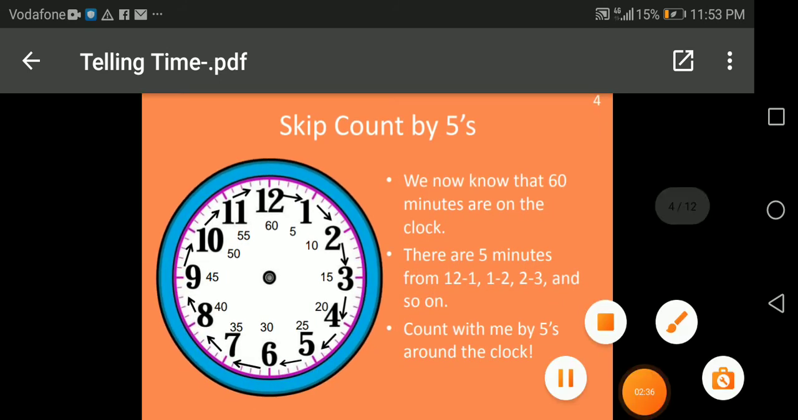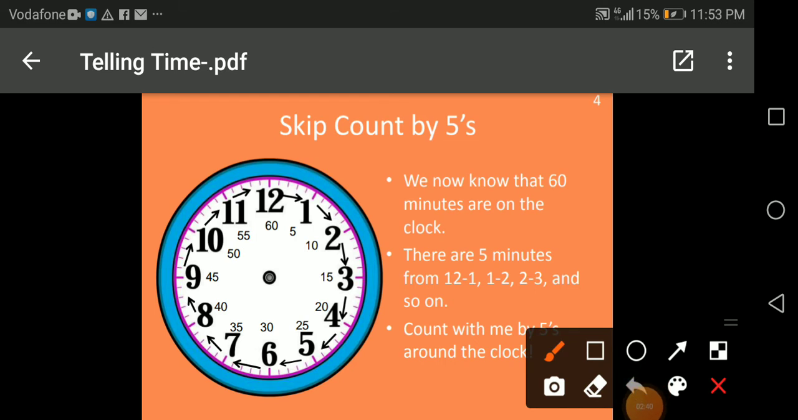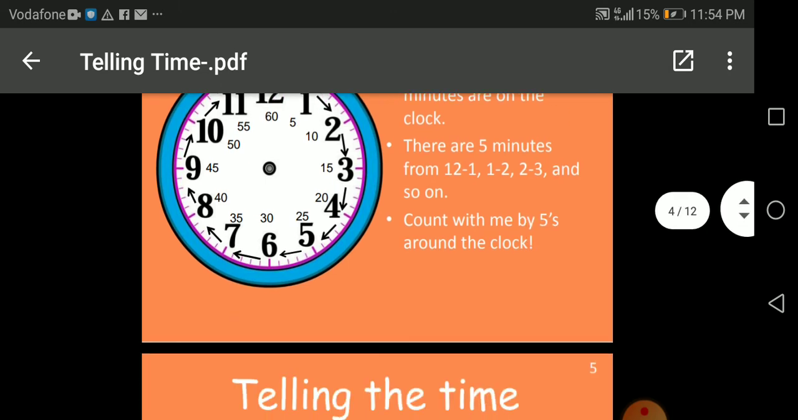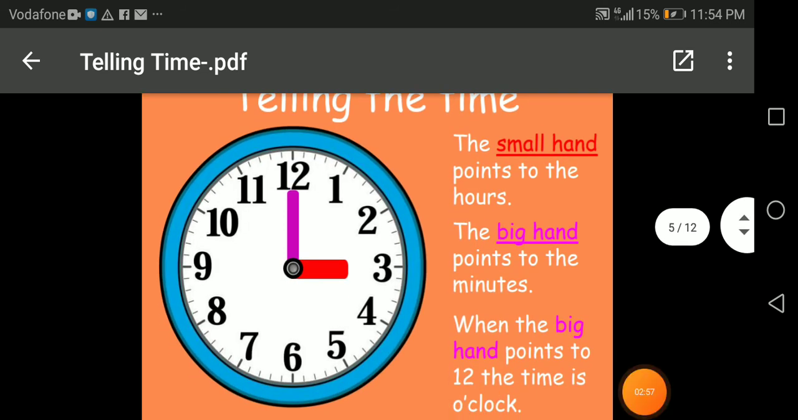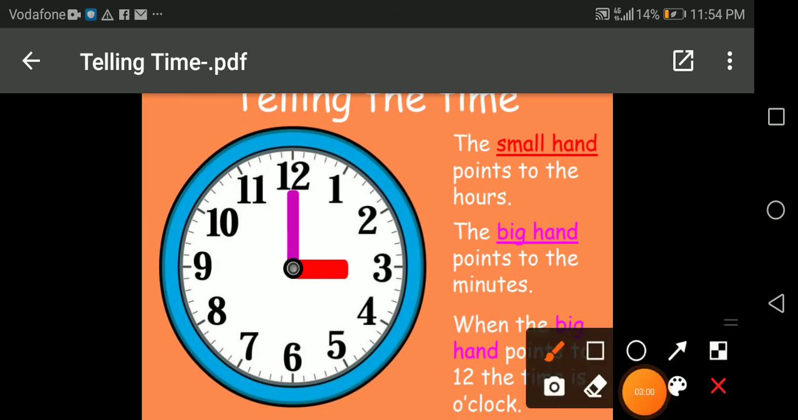Okay, so here, my dear students, between each two consecutive numbers, or each two upcoming numbers, we have 5 minutes. So in between, we have 5 minutes. The most important thing, we have a short hand, very short, and a long hand. The short hand points to the hours, and the big hand, or the long hand, points to the minutes.